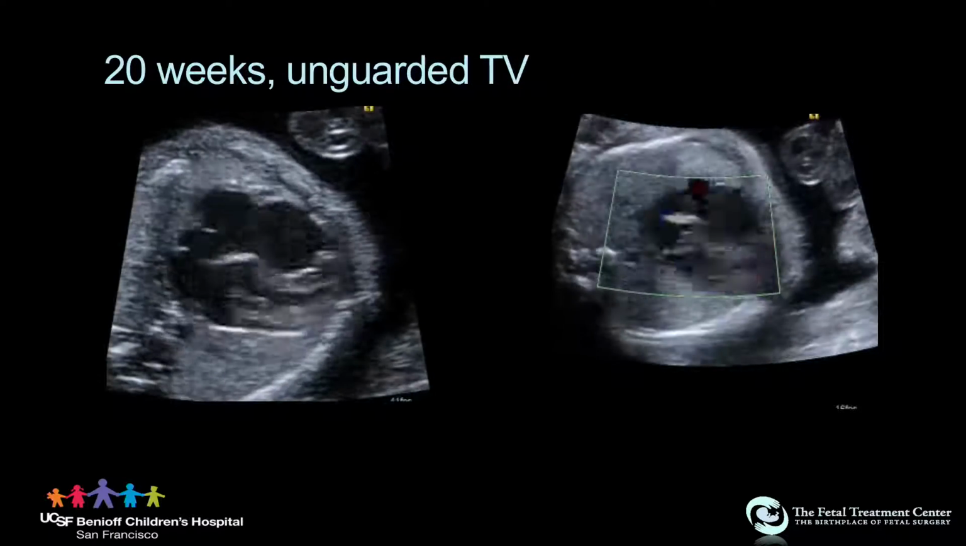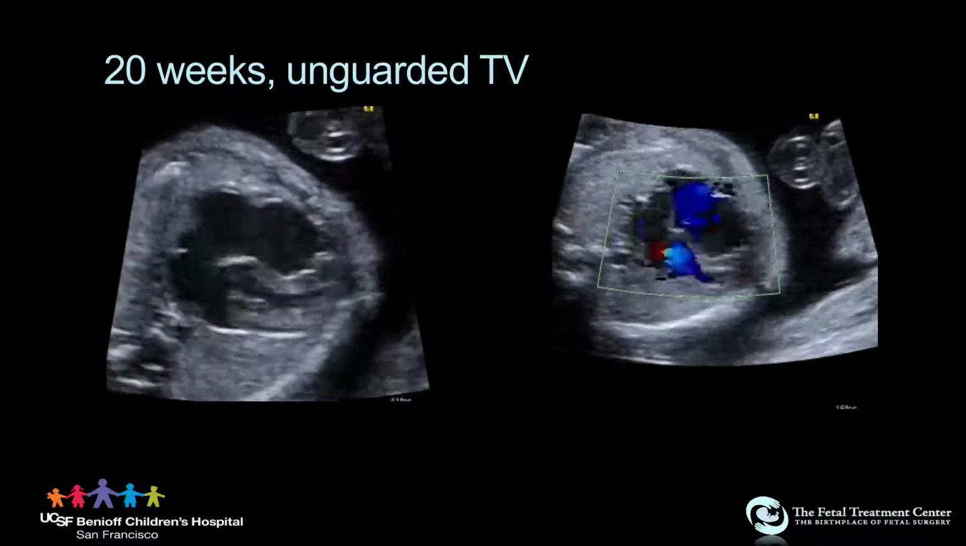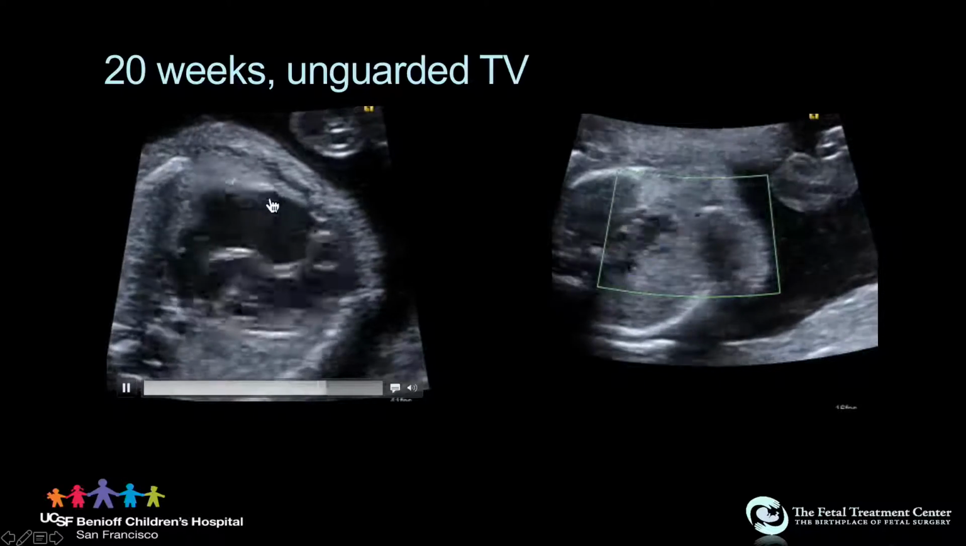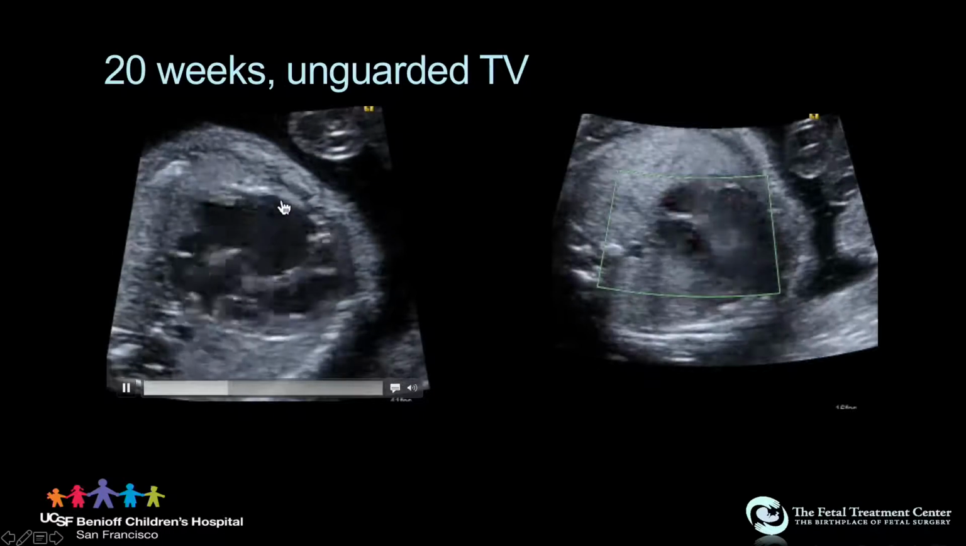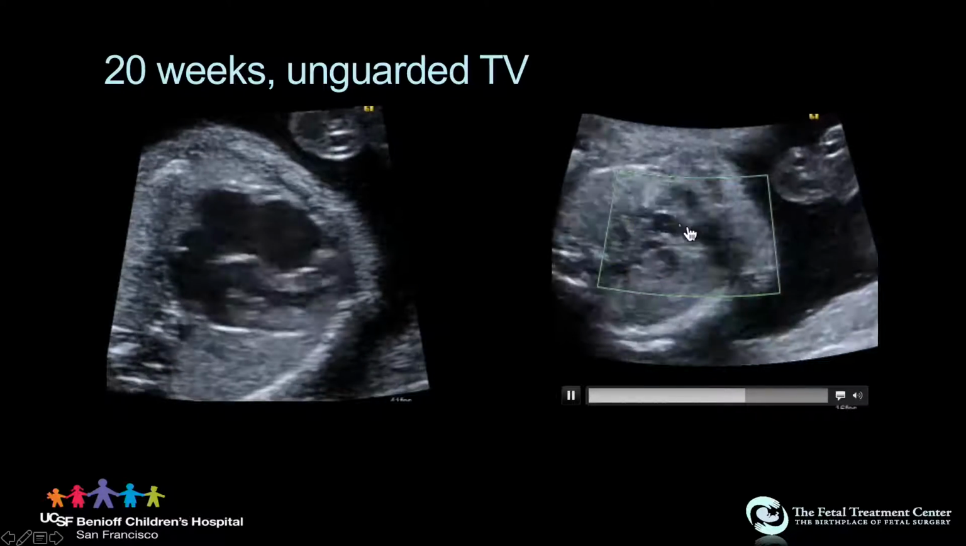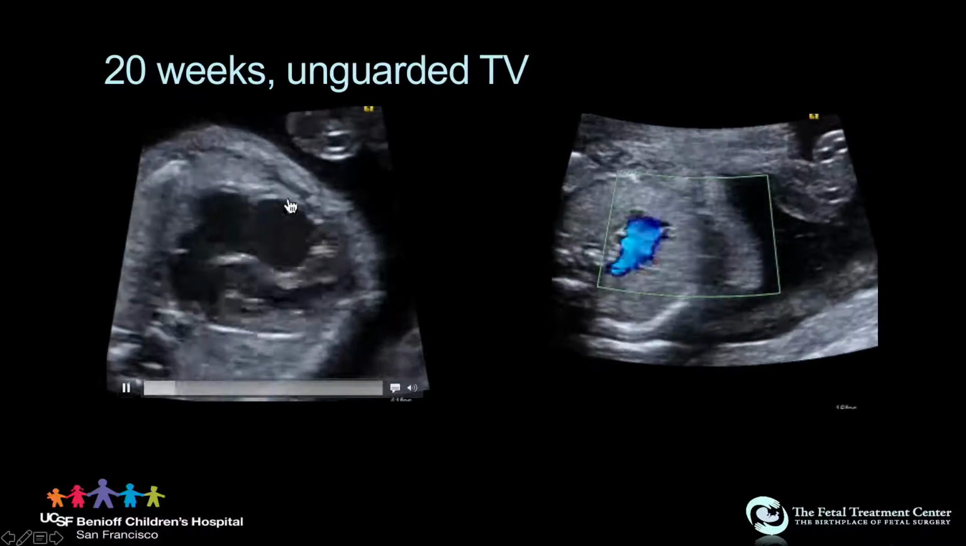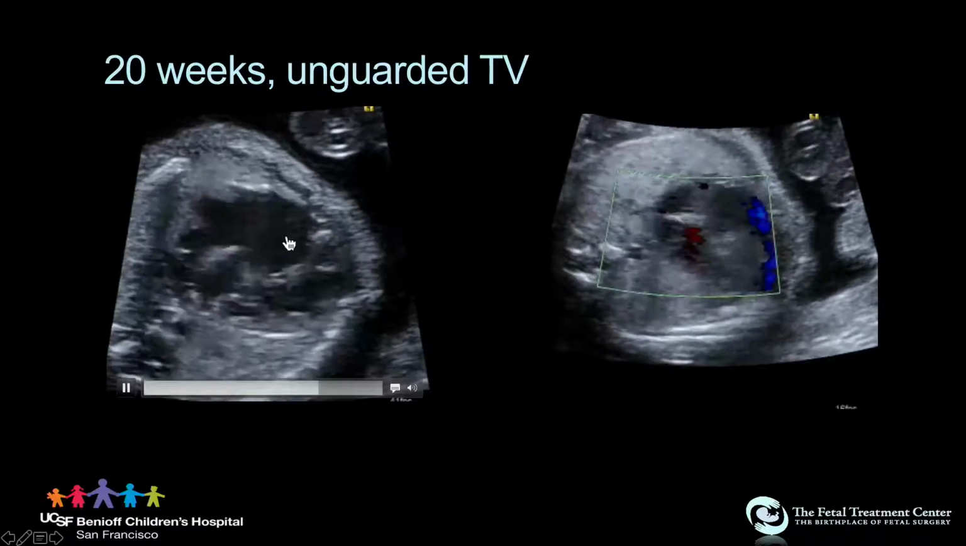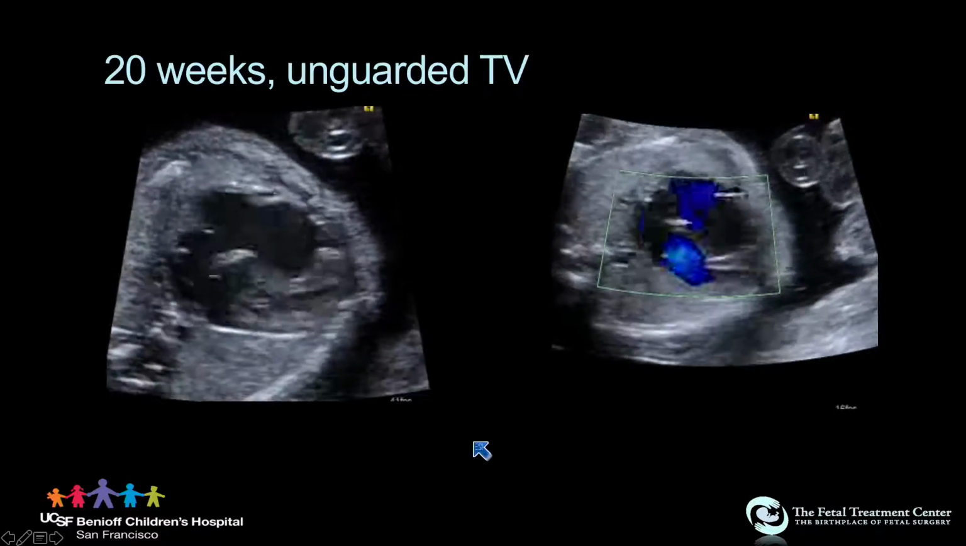What about unguarded tricuspid valve? So I'll show you a few more abnormalities of the inlet. This is, as I said, unguarded tricuspid valve. There's no valve, there's no regurgitation, there's just something that looks like a right ventricle because there's a moderator band.